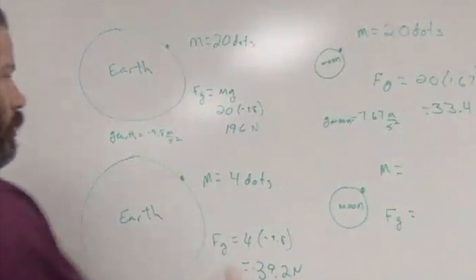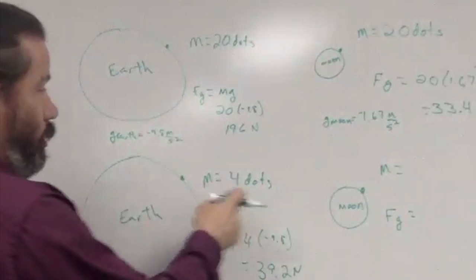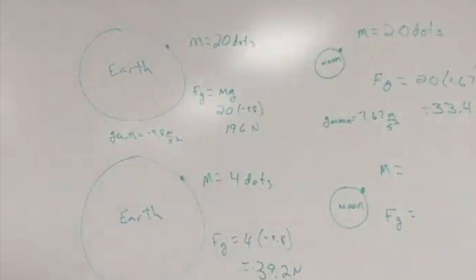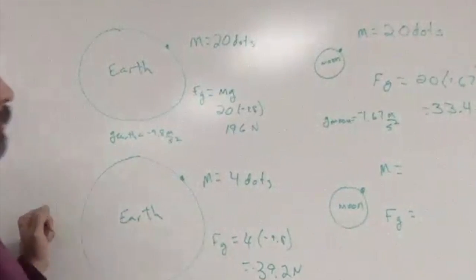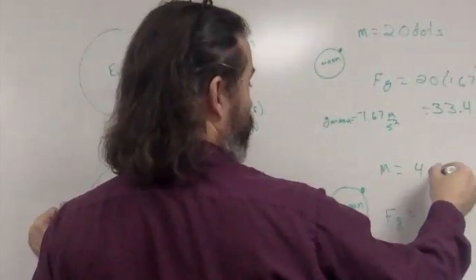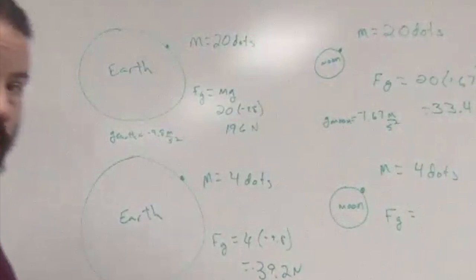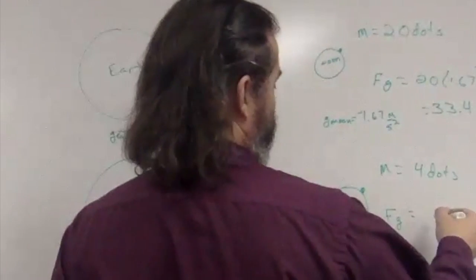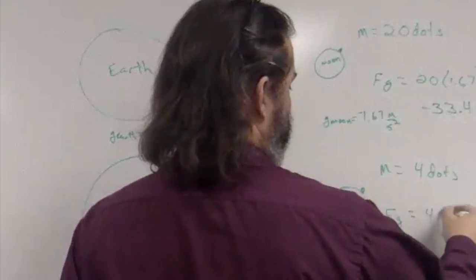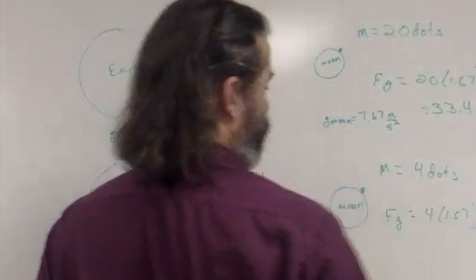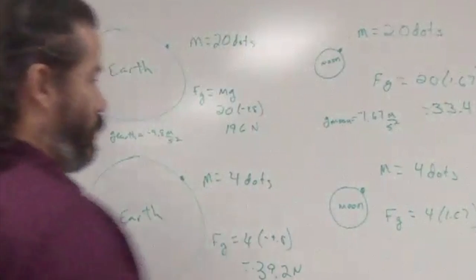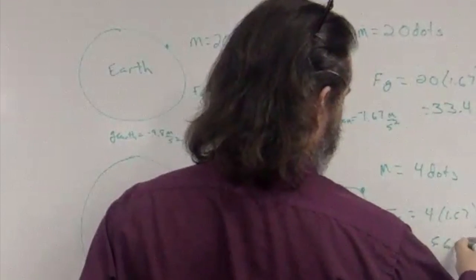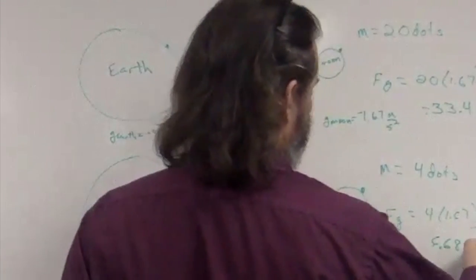Let's check it with our soccer ball. I take the soccer ball up into space. We're going to pretend that we don't have any problems with the air inflation and some of the things that could actually happen with that. But the pieces that make up the soccer ball are still 4 dots. So what's the weight on the moon? The weight is 4 times 1.67, which is 6.68 newtons.